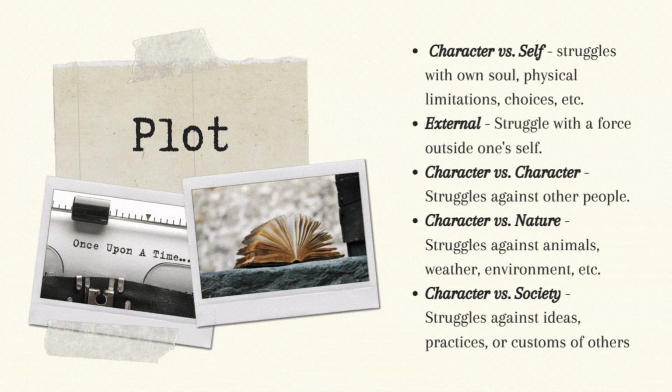Next we have character versus nature. Struggles against animals, weather, environment, etc. And the last type of external conflict is character versus society. Struggles against ideas, practices, or customs of others.